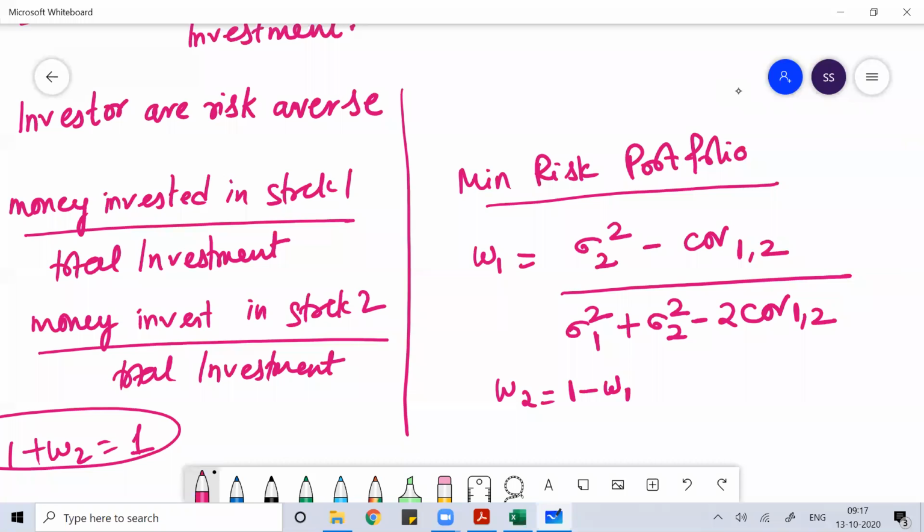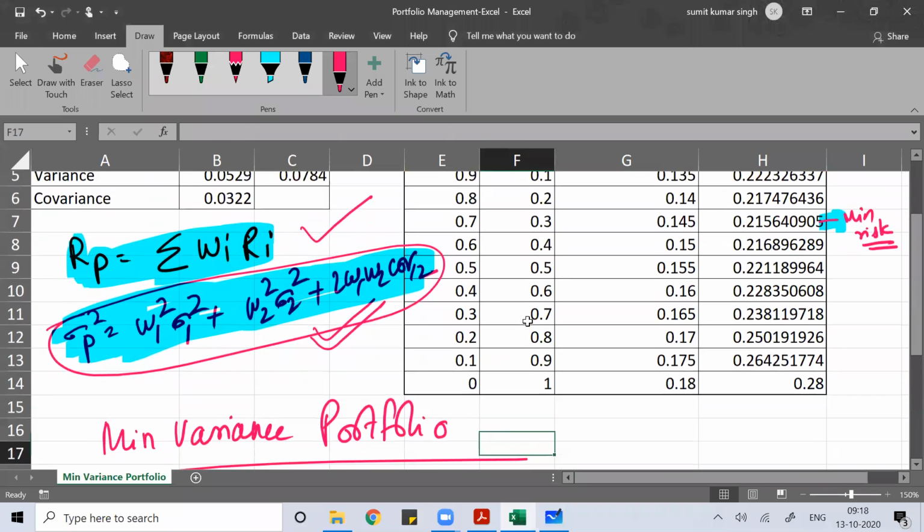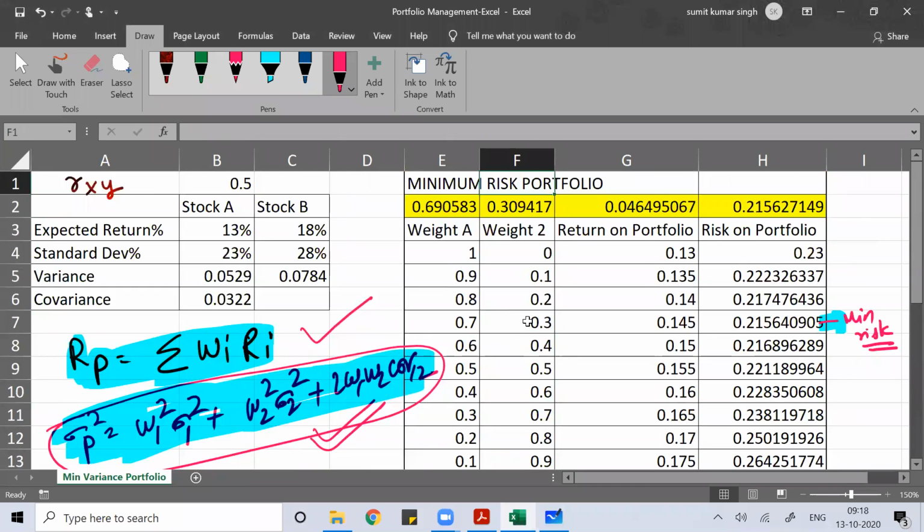So the weight of money I put in stock A, I can determine by this formula. The weight of money you put in stock B, I can determine by this formula. So don't waste your time with the trial and error method, finding what the weights can be and where you can get the minimum risk. Instead of doing that, you can simply use the formula.